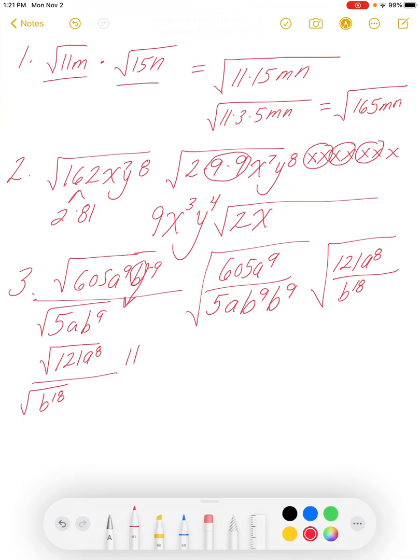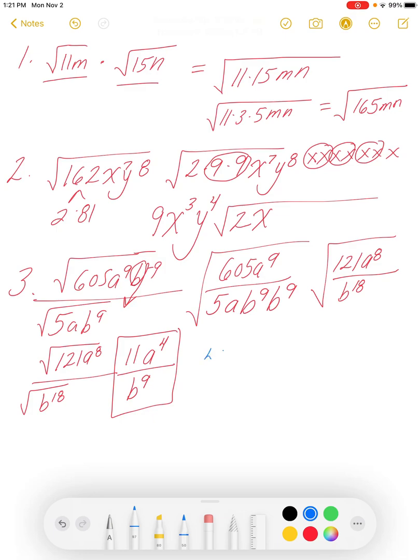The square root of a to the 8th is a to the 4th. And then the square root of b to the 18th. 18 divides by 2 perfectly, b to the 9th. So that would be your final answer. So if you were to tackle this wrong, it could have been a rough go. So just make sure you put stuff together, simplify everything that can divide out first, split them up, see if any of the square roots simplify, and then from there, you'll look at your final answer.